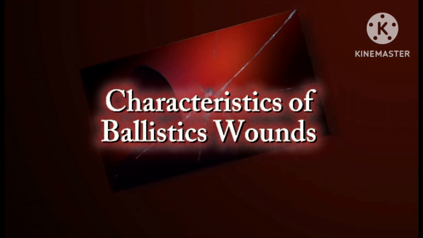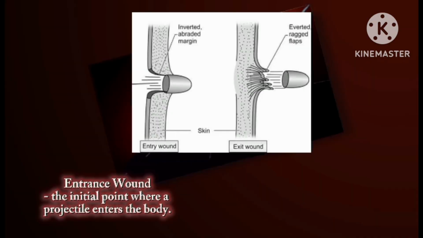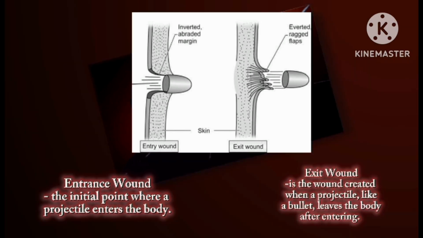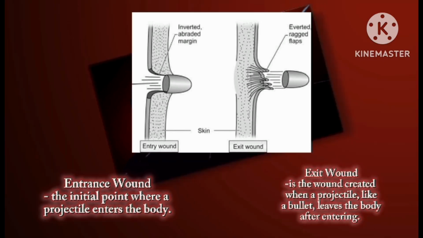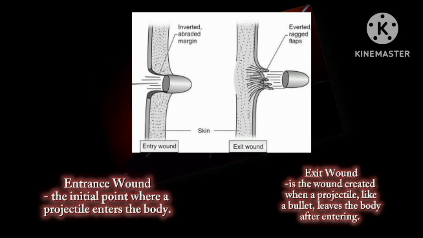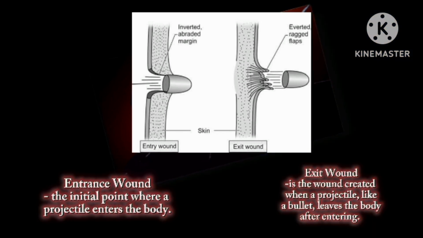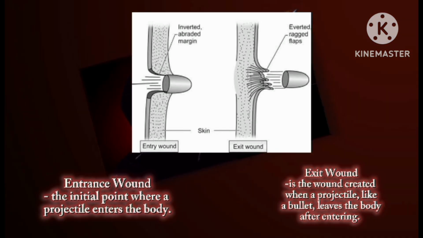Characteristics of ballistic wounds. Entrance wound: the initial point where a projectile enters the body, typically smaller than the projectile's diameter due to the elastic properties of the skin. Exit wound is the wound created when a projectile, like a bullet, leaves the body after entering. It can be smaller or larger than the entrance wound, depending on the projectile's energy and path.